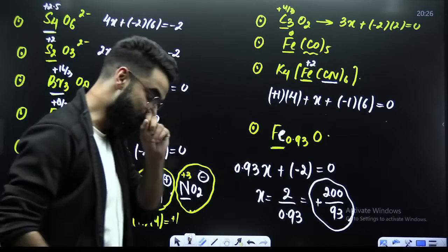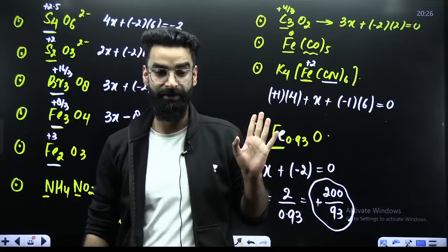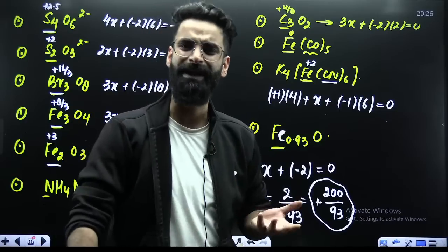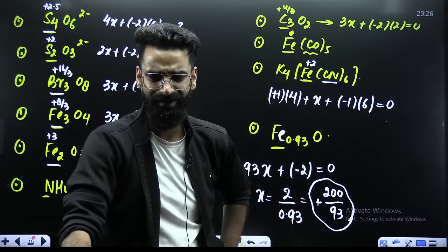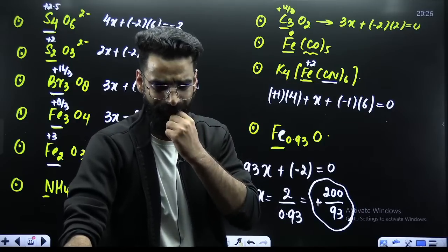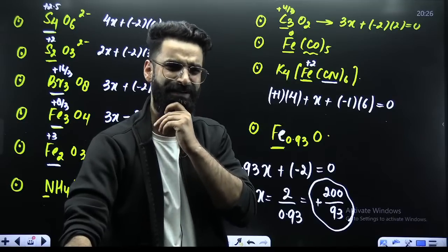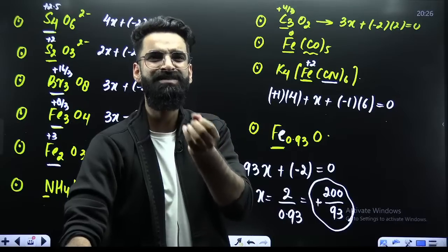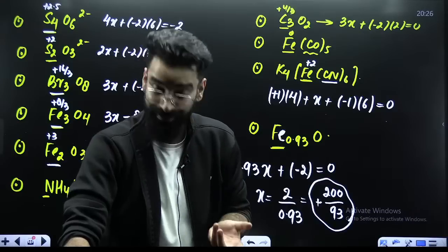Now, my dear students, as I told you in the beginning, oxidation state is basically the charge present on one atom of an element. But you must be knowing about one more thing. Charge on an atom cannot be fractional. Charge is always an integral value, right? It can be +1, +2, +3, -1, -2, -3. Have you ever seen on an atom charge is -2.005? No. Charge on an atom cannot be fractional.